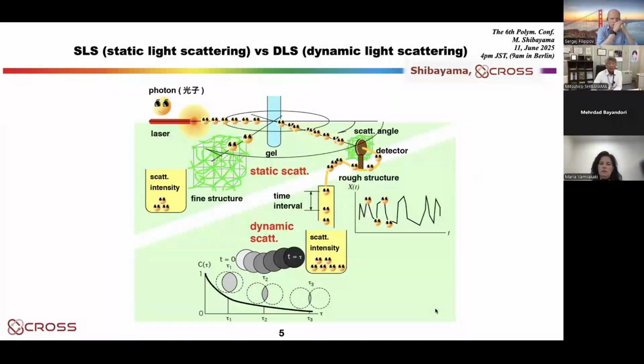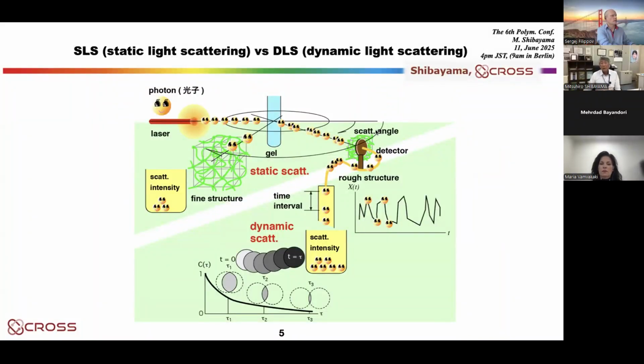This cartoon is a slide from my introductory talk. You can see some Chinese or Japanese letters here. This is photons, and the photons are coming into the sample, which is, for example, a gel, and then the photons are scattered by the gel and received by the detector.